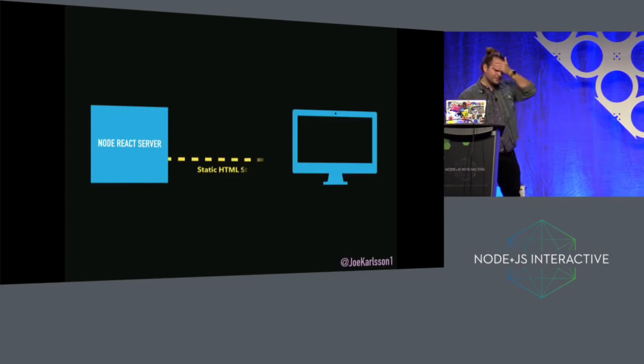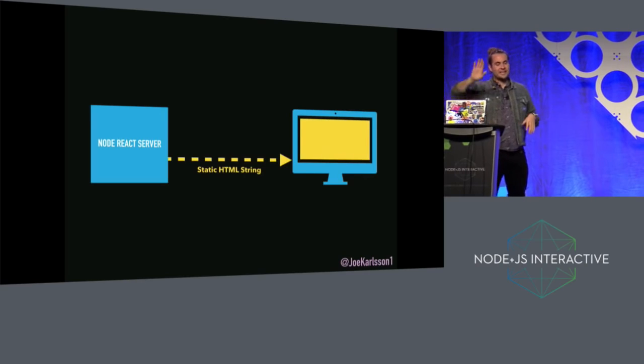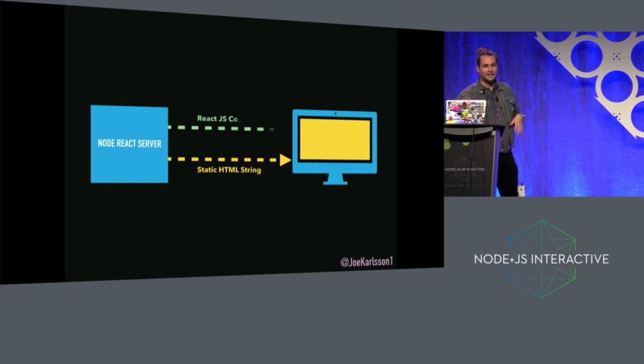Here, it sends over the initial static HTML string. And then it'll send the JavaScript and CSS code that's needed to fill in the blanks after the fact. And it'll repaint over your initial static HTML string.